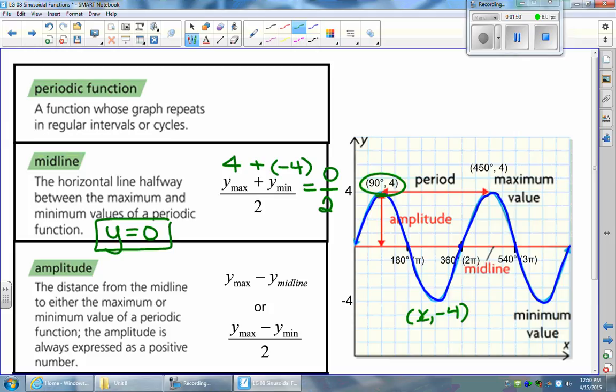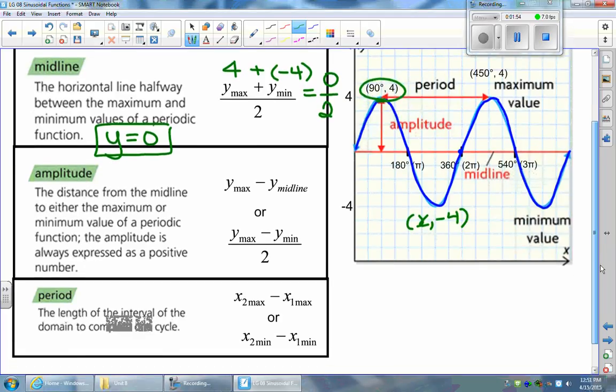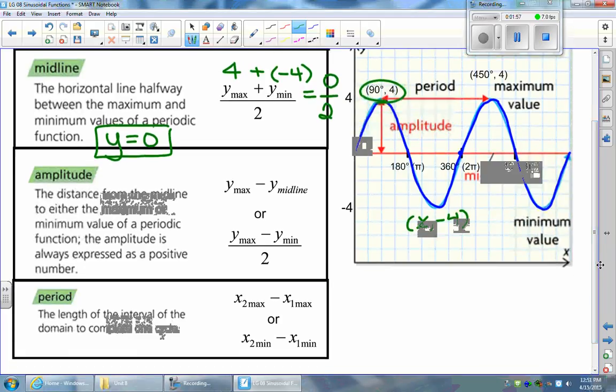The amplitude is the distance from the midline to either the maximum or minimum value of a periodic function. And it's always expressed as a positive number. It's just the distance between the midline and one of the maximum or minimum.